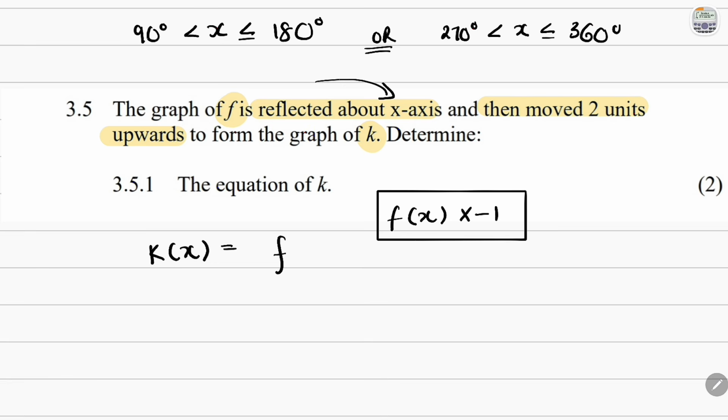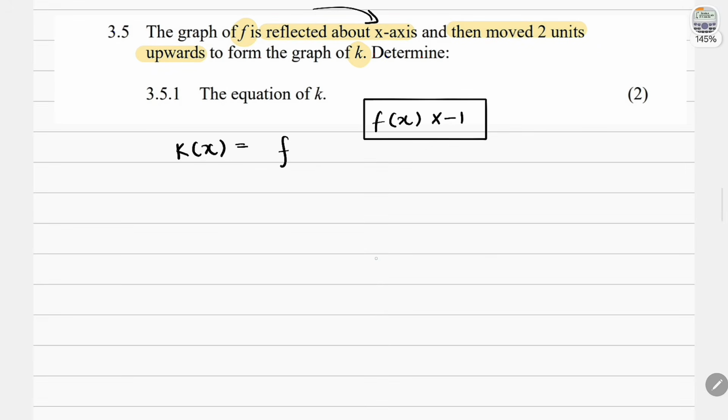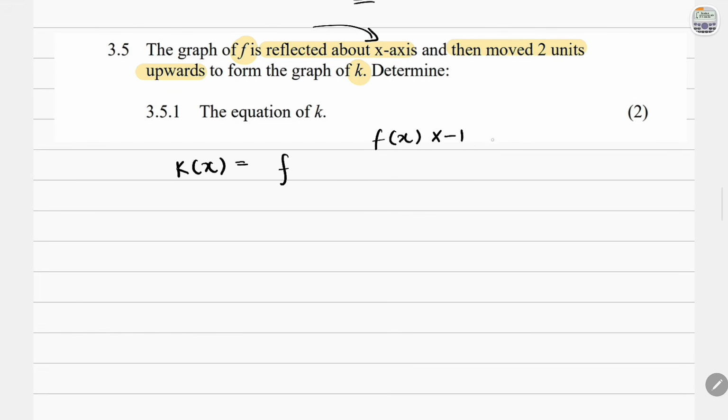But then when a graph moves 2 units upwards, what do we do? We saw this from one of the first questions. If you're moving a point up, it's only going to affect which coordinate, the x or the y? It would affect the y because you're moving it up. So if you're moving it up, you add. If you're moving it down, you subtract. Very simple. So you're still going to take that y value and then add 2 to it.